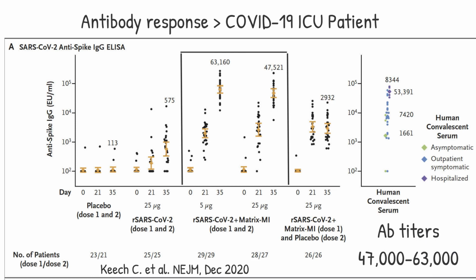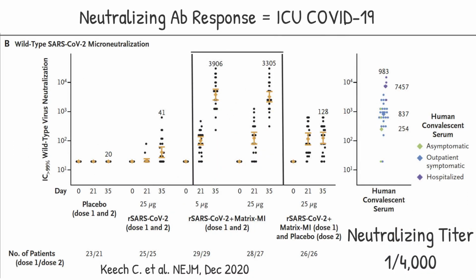Early studies published in December of 2020 reveal that this vaccine induces a robust antibody response to both 5 micrograms and 25 micrograms of protein combined with adjuvant, and the levels are comparable to infected patients who required hospitalization. See the values within the black box, achieving levels of antibody of 47,000 to 63,000 ELISA units per ml. This approach also induces impressive viral neutralizing titers of 1 to 4,000.